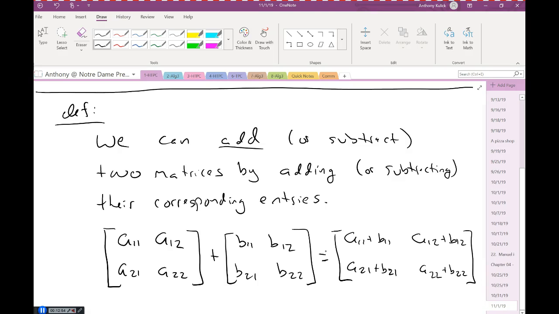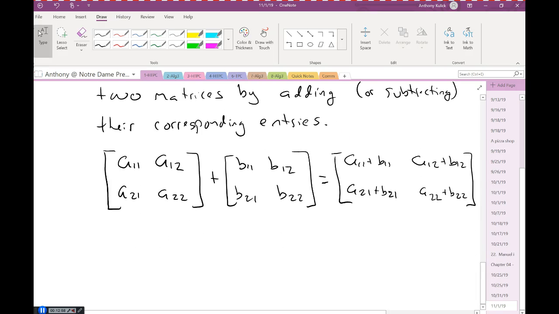Let's do a numeric example just to make sure we kind of got it. What would the difference be if this was subtraction, though? Just minus signs instead of plus signs, right? Everything works exactly the same.